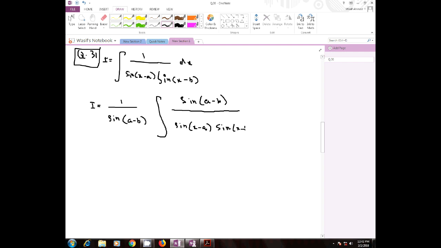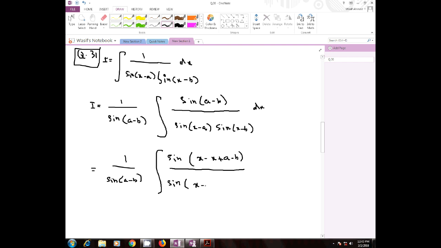Sine x minus a sine x minus b dx. Note that sine a minus b is constant, because a and b are constants. Therefore, sine a minus b is also constant, so we have taken it out of the integral. And inside, sine a minus b can be written as x minus x plus a minus b. That is, you have just added and subtracted the variable x, over sine x minus a multiplied by sine x minus b.